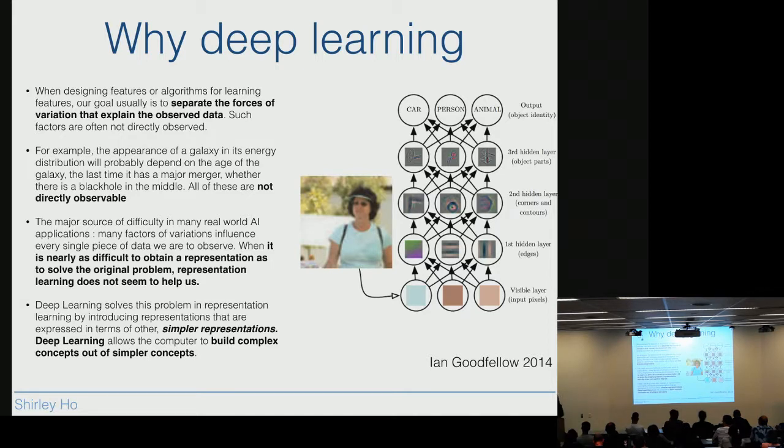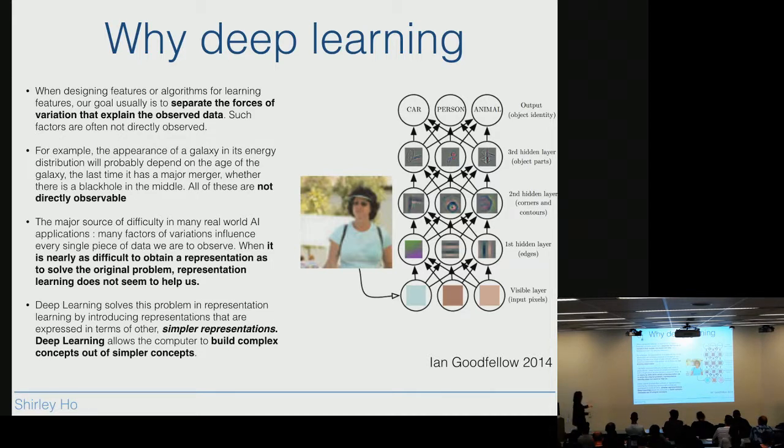But then it's nearly impossible to obtain this representation, because you don't even know what the representation should be sometimes. Should I put in the age? Should I put in when the last major merger happened? How it would affect what we see in the data is very difficult to know.